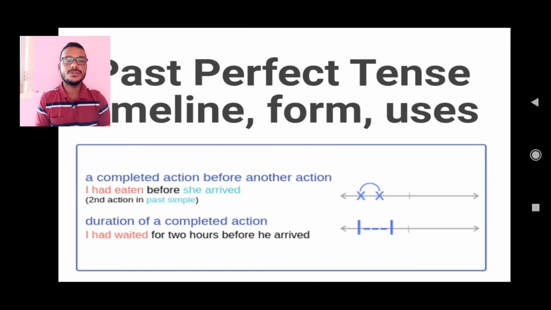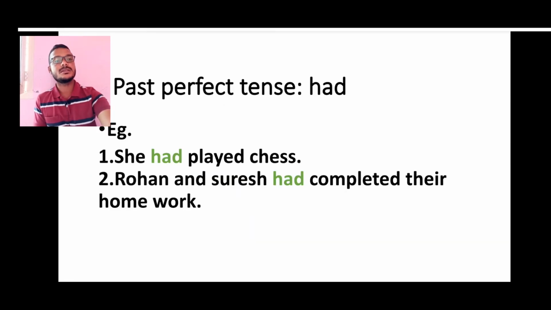Here in this duration of a completed action, we speak about a complete action. In the example you can understand it better. I had waited for 2 hours before he arrived. See, both the sentences are in the past tense, but he is speaking about a total duration. He is speaking about total duration. For example, I had waited for 2 hours before he arrived. This is how, these are the places where we use the past perfect tense in sentences.